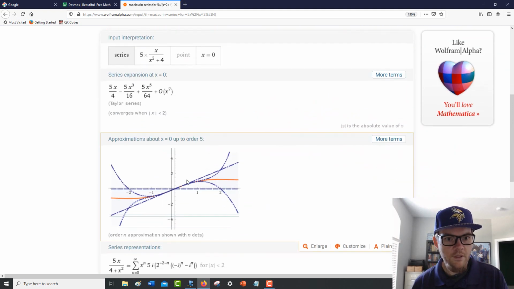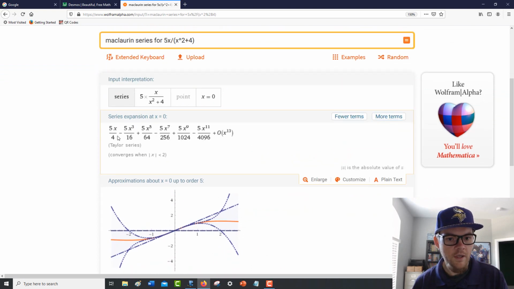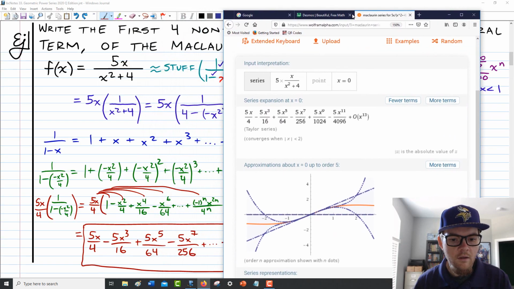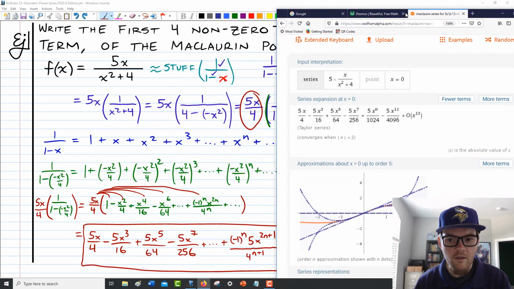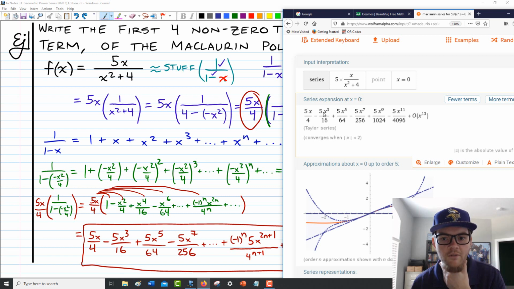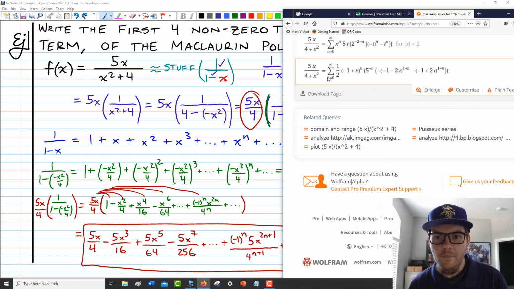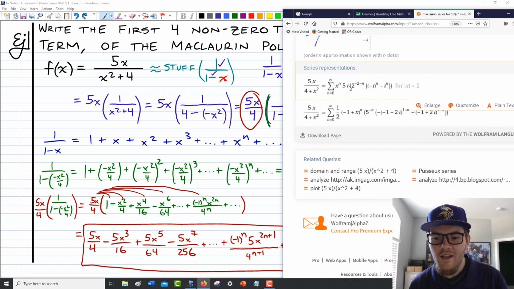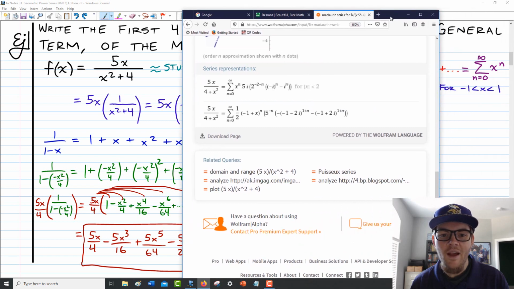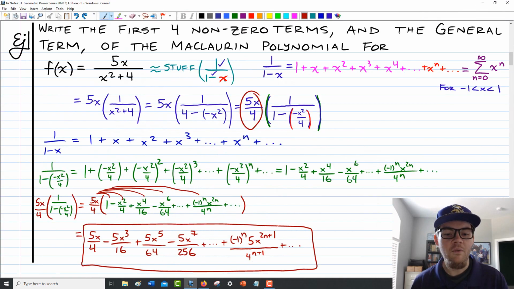Okay, so it says our first three terms. Can we get more terms? Let's see if we can. Okay, it's always nice. We have 5x over 4 minus 5x cubed over 16 plus 5x to the 5th over 64 minus 5x to the 7th over 256. And then if we're looking for the series itself, the series representation has imaginaries in there, and that's an interesting way to write it. But I feel really confident in what's there because we followed the pattern all the same.